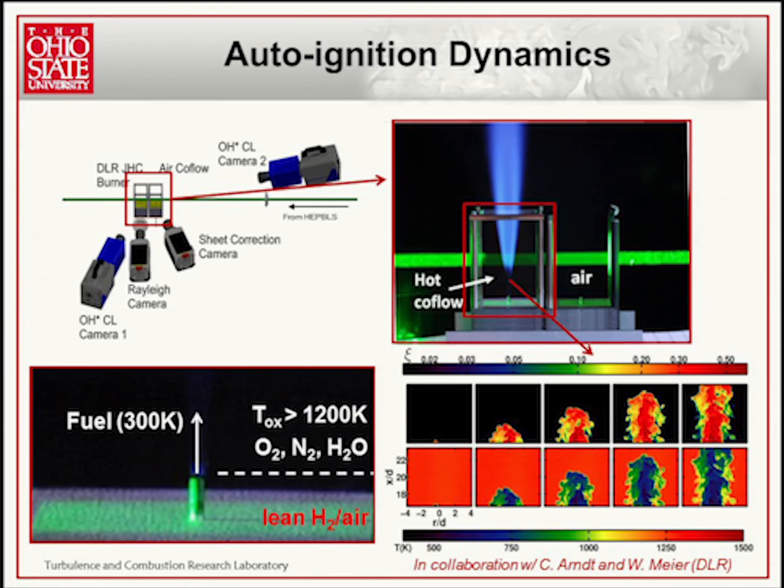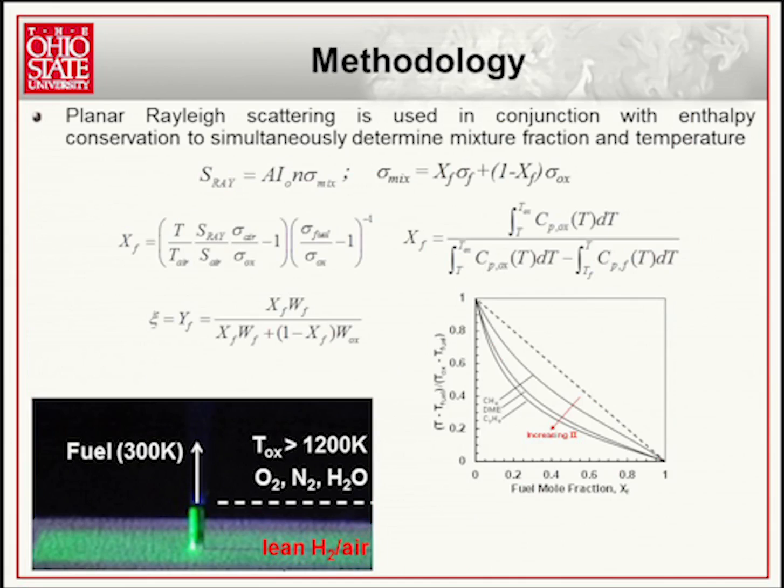So here's a technique that we used: two cameras of OH chemiluminescence, one looking directly or pseudo-directly at the flow and one looking down the laser sheet to make sure the kernel formed in the laser sheet. And then we used Rayleigh scattering along with processing, taking advantage of the known relationship between signal and constituents, and then enthalpy conservation.